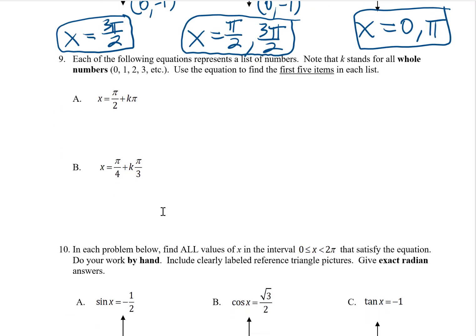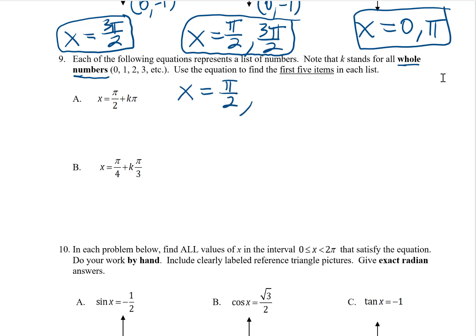Problem number 9, I'm given a list of numbers summarized by an equation. The directions say that k, in this case, stands for all whole numbers. So starting at 0 and then going 0, 1, 2, 3, etc. We just want to write down the first 5 items in each list. So the first one would be found by simply plugging in k as 0. I think you can do that in your head. You'd just have pi over 2.